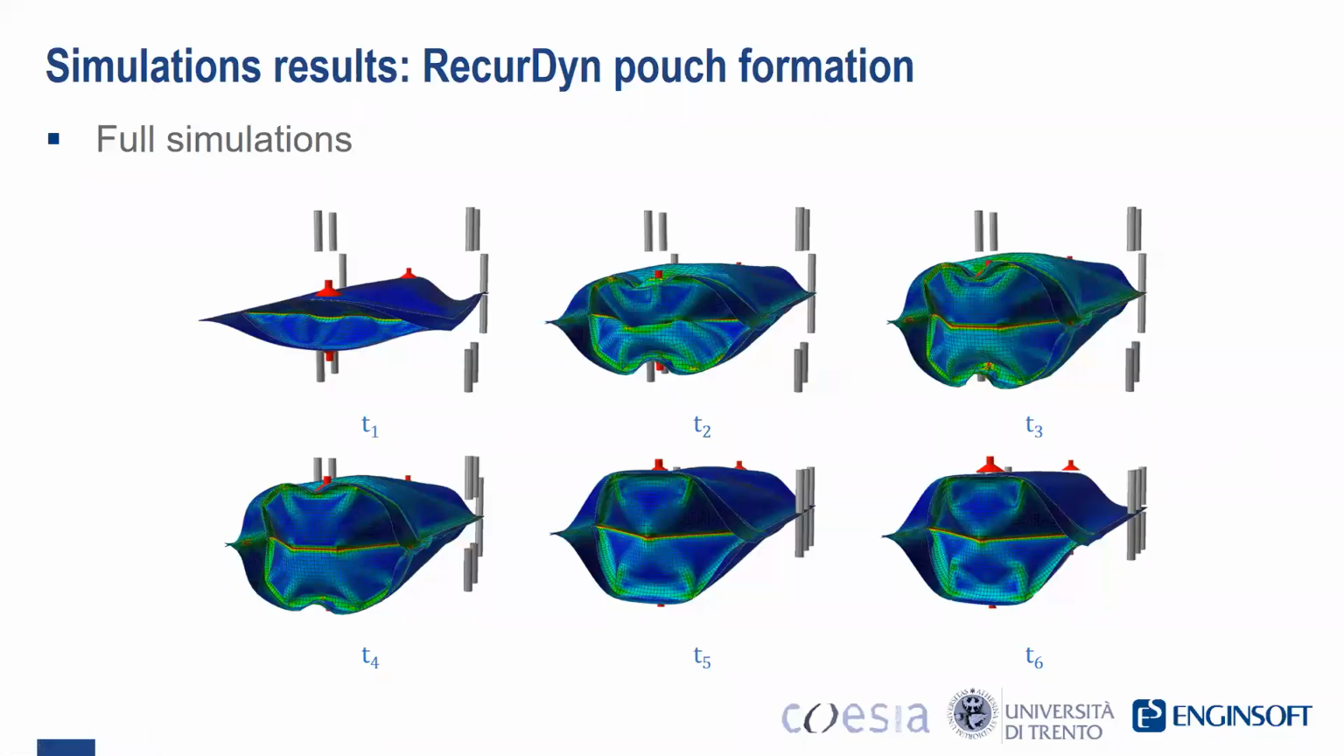In terms of pouch formation, here we are focusing on the first stage. You can see that the outputs are stresses on the pouch and forces, so you can really visualize the final shape, and this is done in RecurDyn only simulation. And you can estimate the time for the pouch formation, and in general you can verify that the pouch forming is successful.